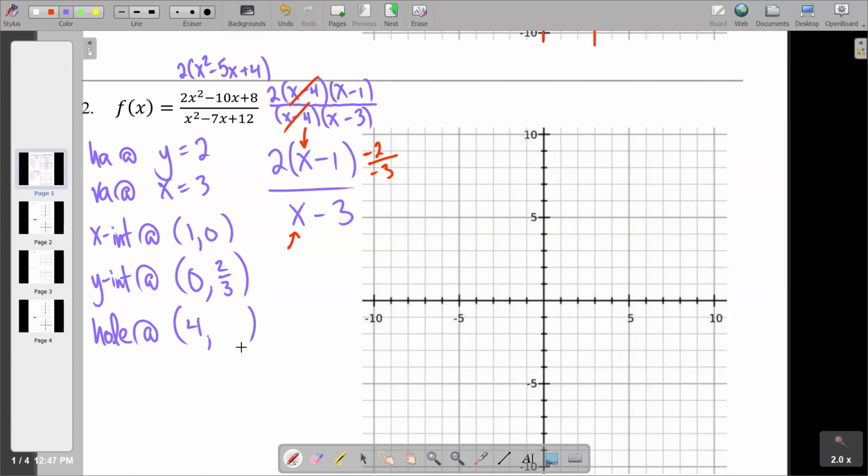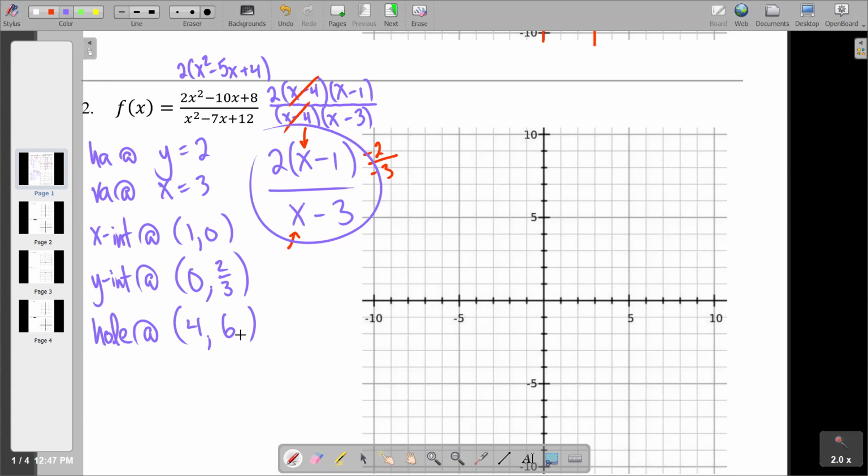And then how do we find the y value of the hole? Plug it into your post-reduction, right? Remember, don't go back to the original or it ain't going to work. It's going to give you 0 over 0. So if we put 4 into the improved function, the one with the purple circle around it, what's that? 4 minus 1 is 3, times 2 is 6, over 4 minus 3, which is 1. So 6 over 1, 6. Glorious.